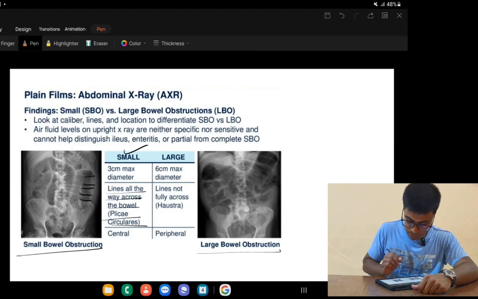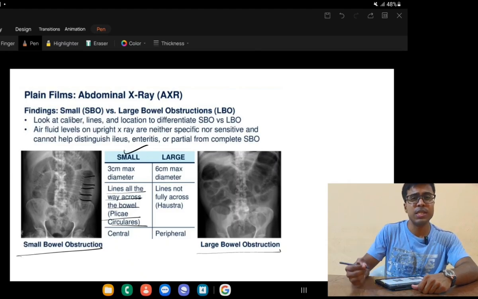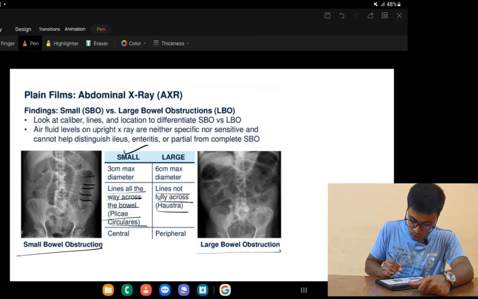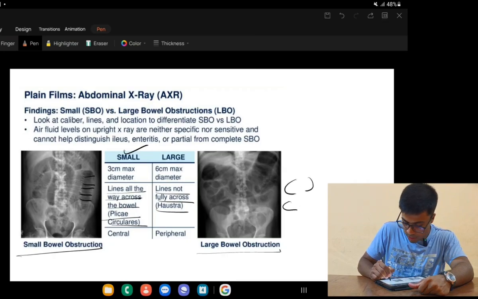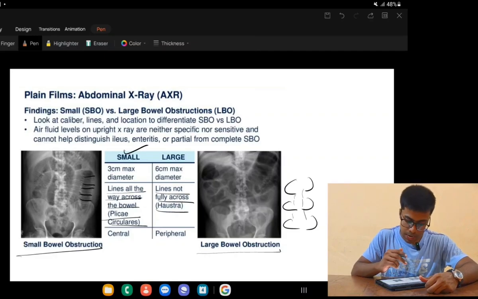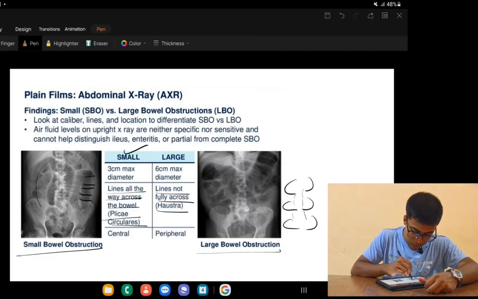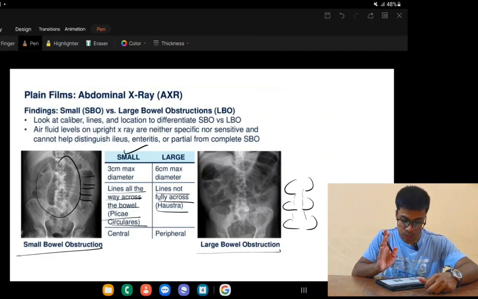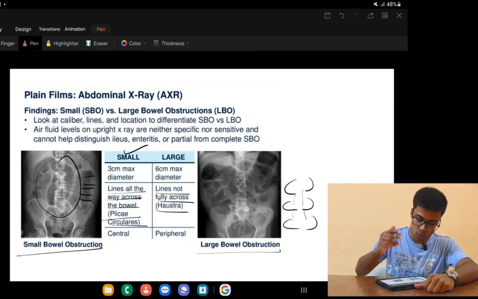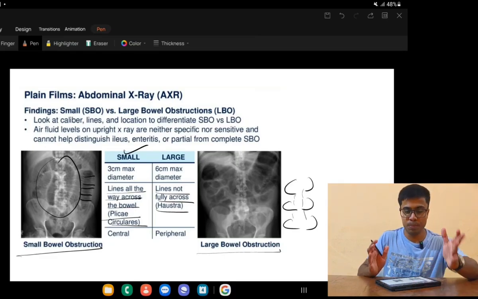This is plicae circularis. Okay, plicae circularis. In the large intestine, we see its haustras. So with haustra, the line does not fully cross. In the large intestine it's peripheral, and in the small intestine it is central. So two questions are done, you can read it, and I will be providing this PDF also later, so no need to panic.